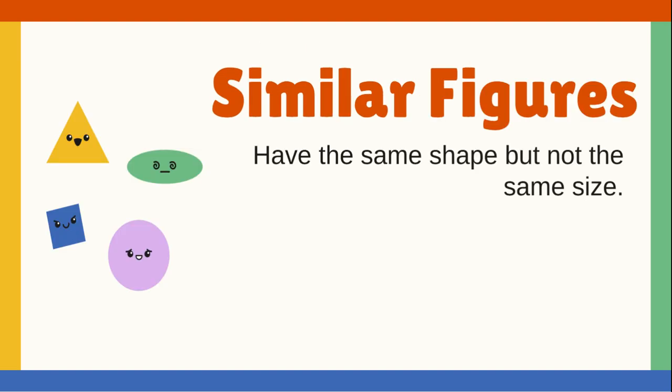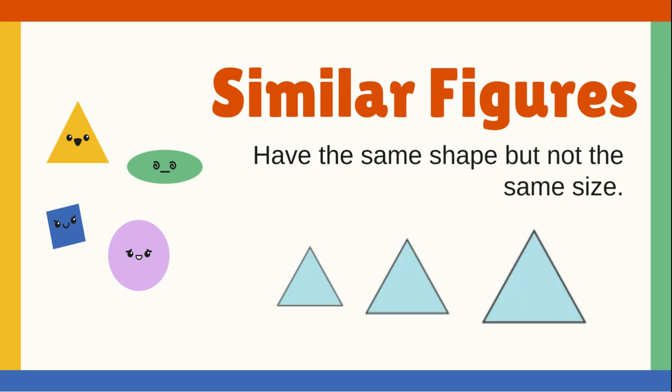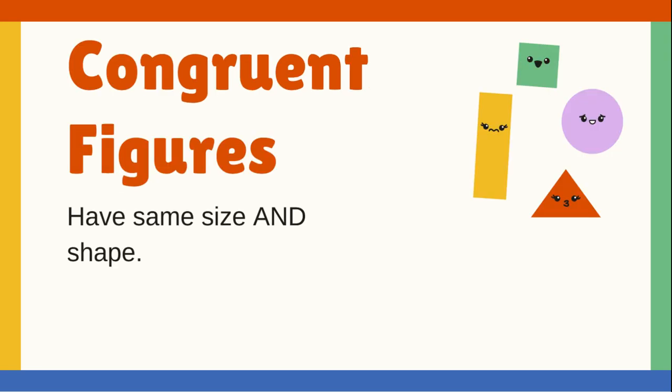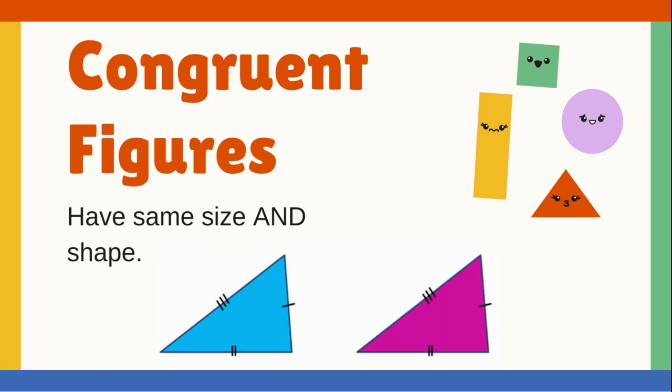Then we have similar figures. So we're going to look at the difference between similar and congruent figures. So similar figures have the same shape, but they're not the same size. So that would be something like this. They're the same triangle. It's just they start from small and then they get larger. Then we have congruent figures, which have the same size and the same shape. So those are going to look like this. The color's irrelevant. They have to be the same size and the same shape.